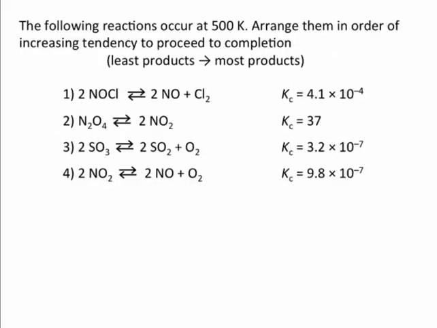But first, take a second to ponder this. These reactions occur at some temperature. Arrange them in order of increasing tendency to go towards completion. So put the least products on the left, the most products on the right, and arrange them based on the equilibrium constant you're given here.